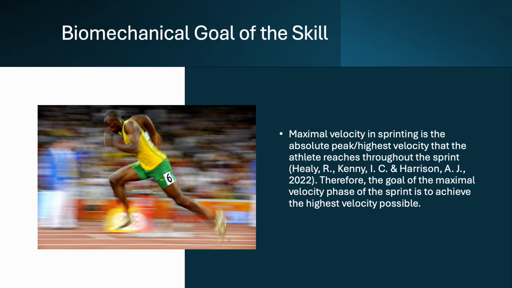First stage is to identify the biomechanical goal of the skill. So maximal velocity in sprinting is the absolute peak highest velocity that the athlete reaches throughout the sprint. Therefore, the goal of the maximal velocity phase of the sprint is to achieve the highest velocity possible.